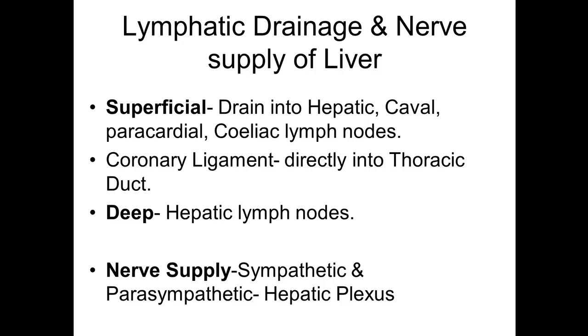Now regarding the lymphatic drainage and nerve supply, lymphatic drainage is superficial as well as deep. Superficial lymphatic drainage is into the hepatic, caval, paracardial, celiac lymph nodes, and the coronary ligament. The coronary ligament drains directly into the thoracic duct, while the deep lymphatic drainage is into the hepatic lymph nodes. The nerve supply is via sympathetic and parasympathetic fibers, by the hepatic plexus.